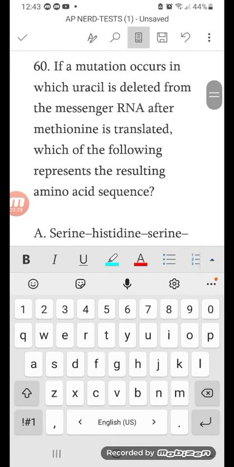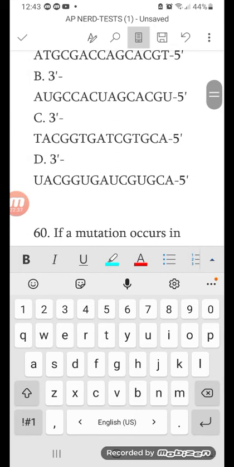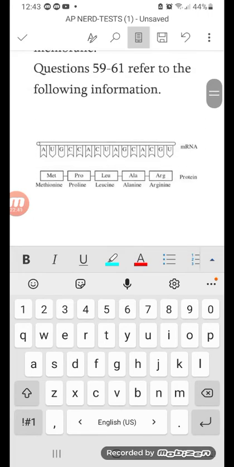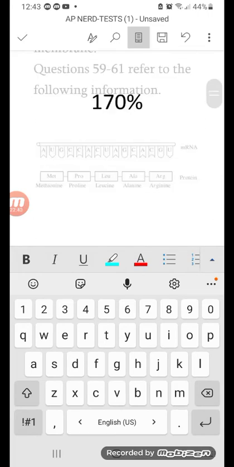If a mutation occurs in which uracil is deleted from messenger RNA after methionine is translated, which of the following represents the result? Good question, requires lots of thinking. After methionine, which means they said a uracil after methionine. They said after methionine. So we need, okay, open.